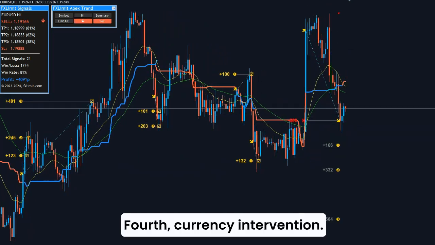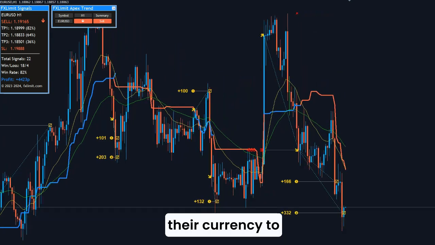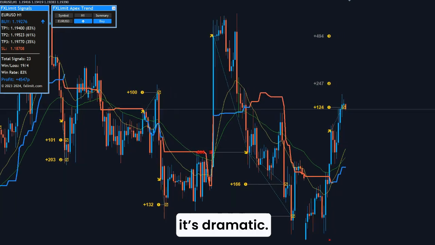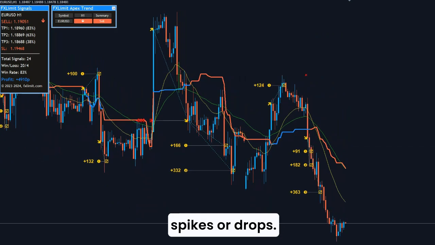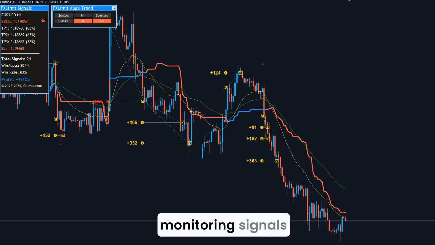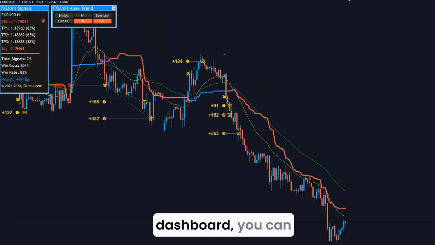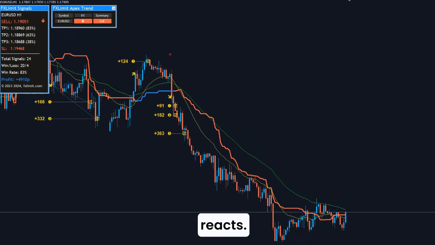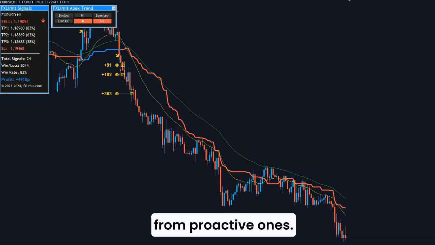Fourth, currency intervention. Some central banks actively buy or sell their currency to influence its value. It's rare, but when it happens, it's dramatic. These interventions are usually unannounced, creating sudden spikes or drops. If you're not prepared, you can get caught on the wrong side. But if you're monitoring signals across time frames, like with the Apex Trend Indicator's dashboard, you can often spot unusual strength or weakness before the market reacts. That's the kind of edge that separates reactive traders from proactive ones.